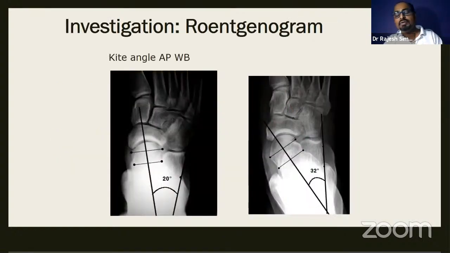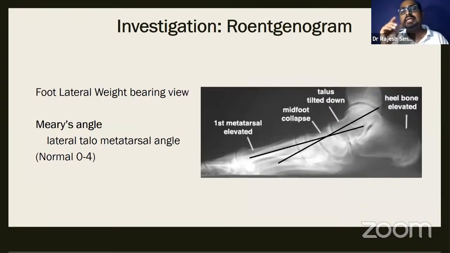The Kite's angle is more of a theory, but more important on the lateral weight-bearing view, and one of the most commonly done, is the Meary's angle. The Meary's angle is the angle between the long axis of the talus and the long axis of the first metatarsal. The normal Meary's angle is 0 to 4 degrees, maximum 4 degrees. But as the failure of the posterior tibial progresses, you'll find the talus dipping down. And that is why the Meary's angle starts increasing. And that is one of the important criteria in deciding how the treatment should progress.